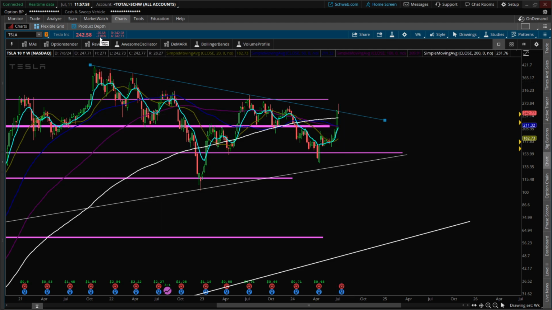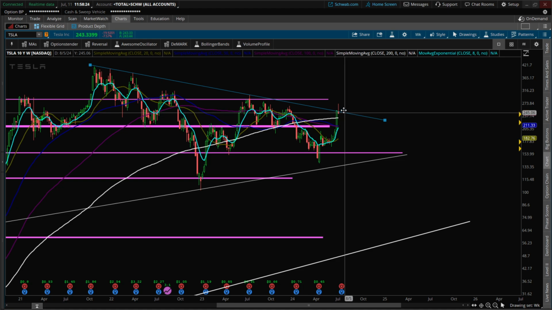I'm already out of Tesla. We had a very big move to the downside and a great play, but I can't be greedy. I'm going to look for some sort of retracement. This should be the first impulse move to the downside. Perhaps it goes lower and gets some sort of retracement, maybe even to backtest this trend line here, and we'll look to get back in.